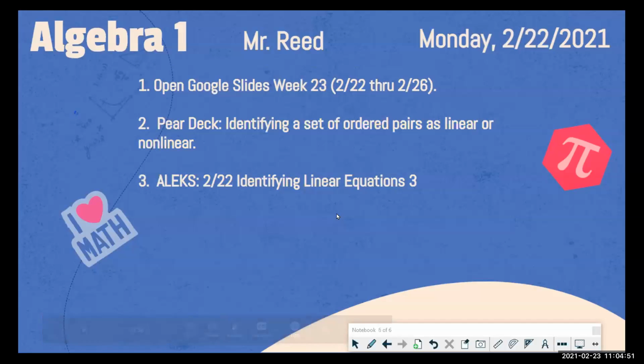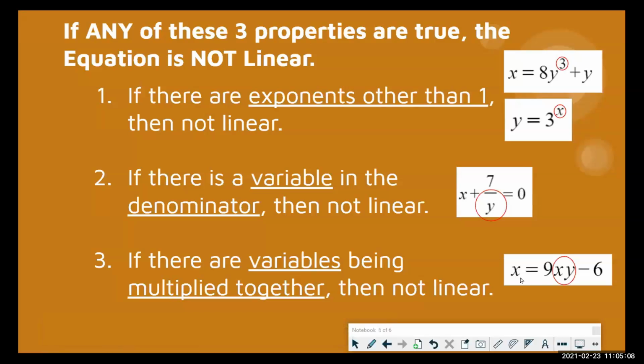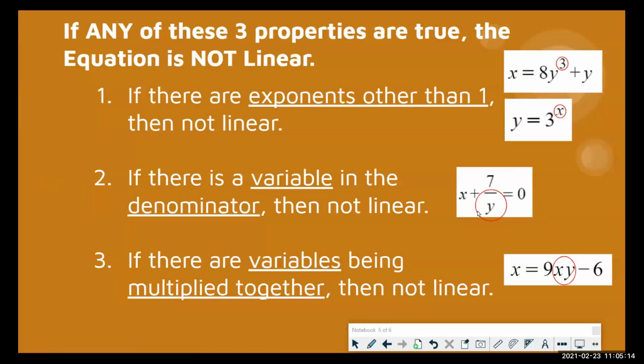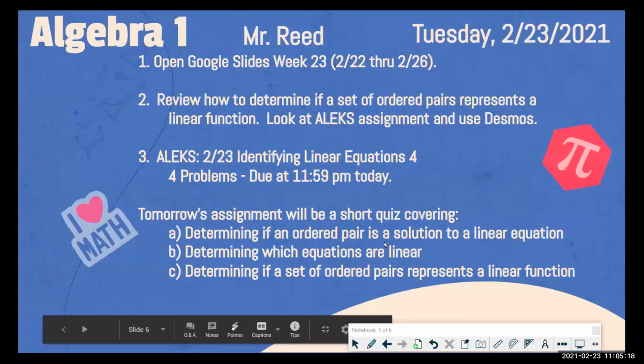Just going backwards in our slide deck to remind you that right here we have that slide that tells us the three things that we can look for, and if any of those three things are going on, then it's not a linear equation. So the exponents besides one, the variable in the denominator, or the variables being multiplied together. Those are the three things that we can say, oh, because that's going on, this is not a linear equation. All right. We got any questions at the moment, guys?